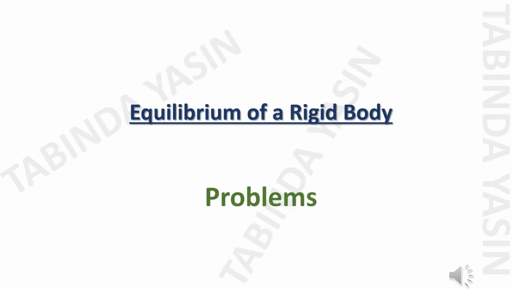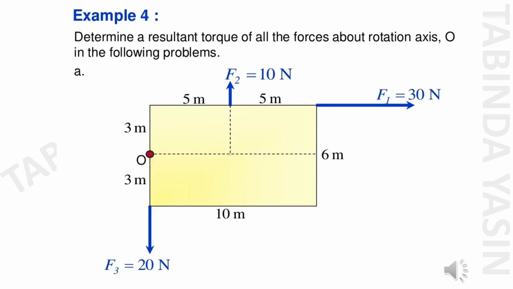Now we are going to start the problems related to the equilibrium of a rigid body. Now moving forward to the problems. Determine the resultant torque of all the forces about rotation axis O in the following problems. You can see a picture here.